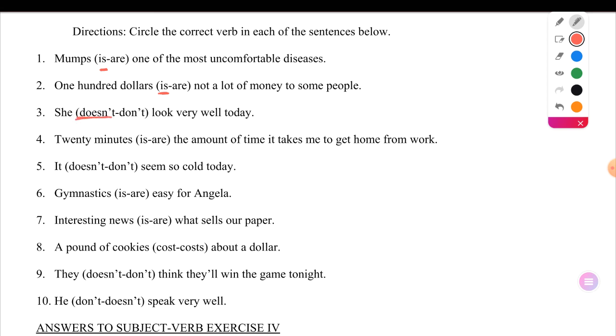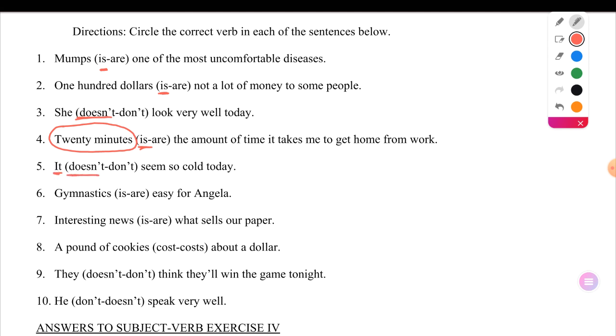20 minutes is the amount of time it takes me to get home from work. Number 4, 20 minutes, the amount of time. So I'm dealing with the 20 minutes not as separated minutes, but as an amount of time. So one unit, is. The space seems so cold today. It is singular, so the verb is singular too, doesn't.